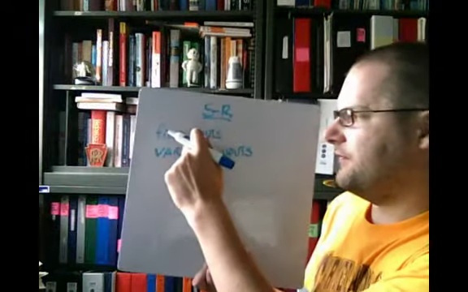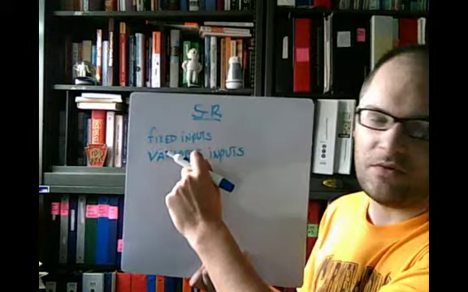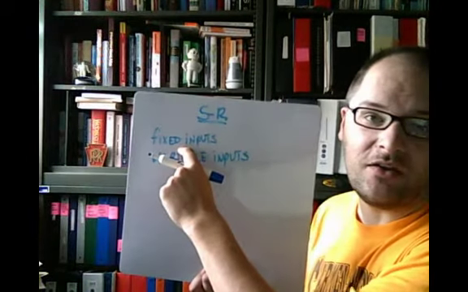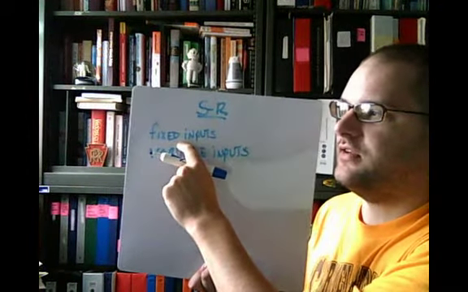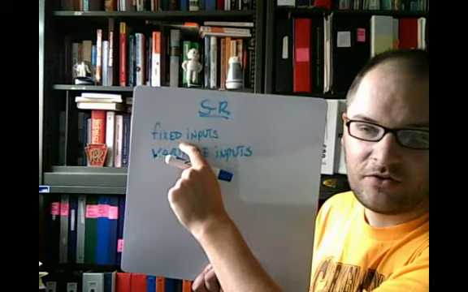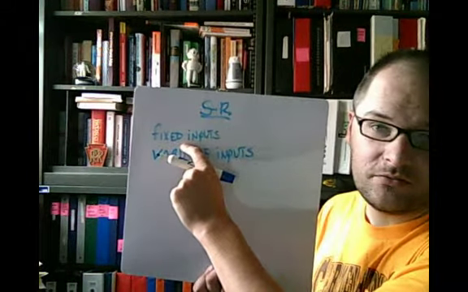So that would mean that in the short run, we have two types of inputs: fixed inputs and variable inputs. Fixed inputs, as the term implies, the quantity of the inputs does not change over the short run.